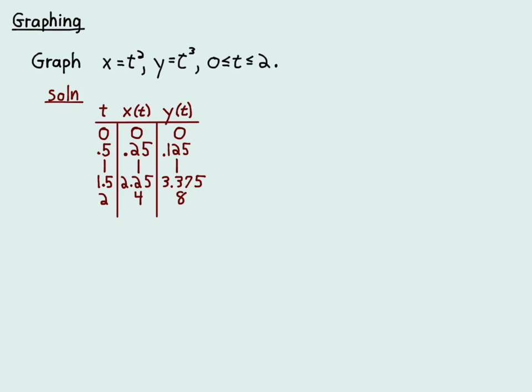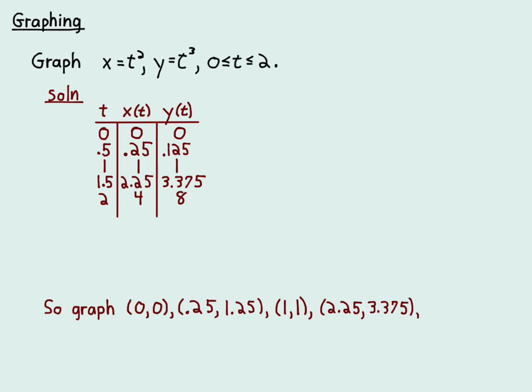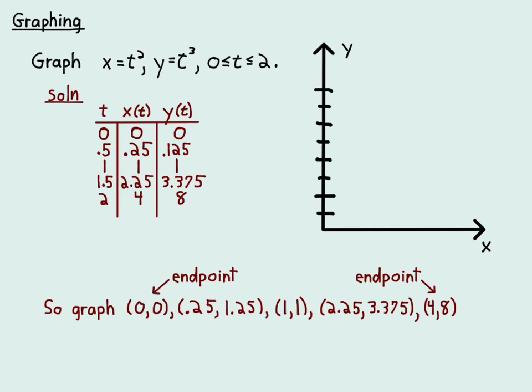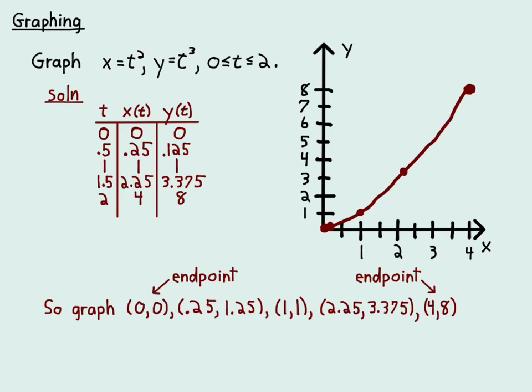So I'm going to graph those points. In the xy plane, I'm just graphing the x and y coordinates, but I can label what the time is at each point if I want. So these are the actual points in the xy plane. You just look at the second and third columns. And the endpoints are 0, 0, and 4, 8. So I made my little scale matching these numbers, and I got that.